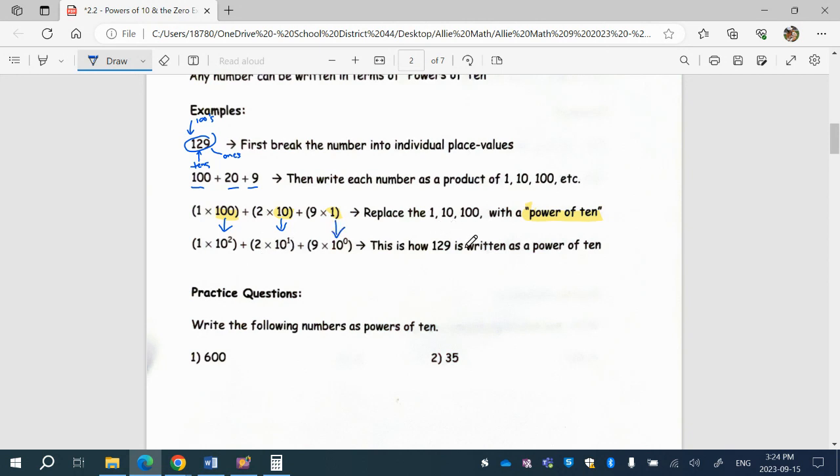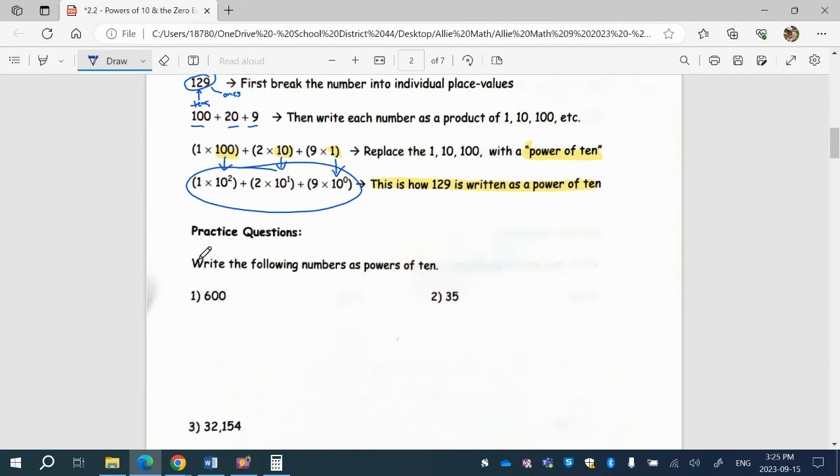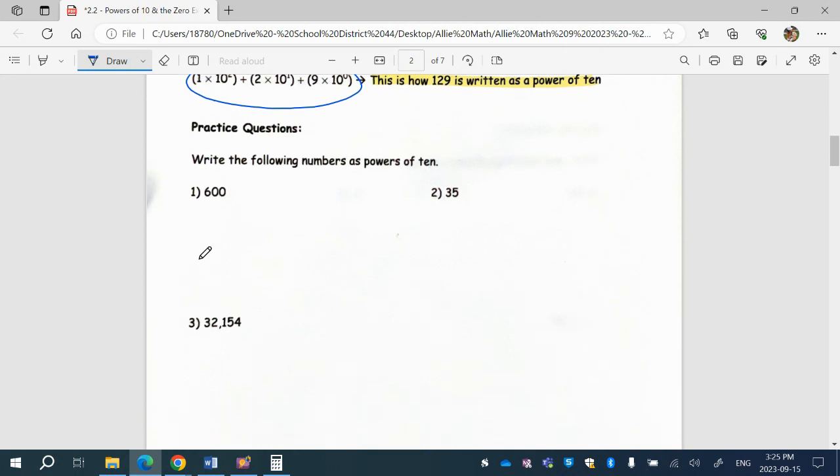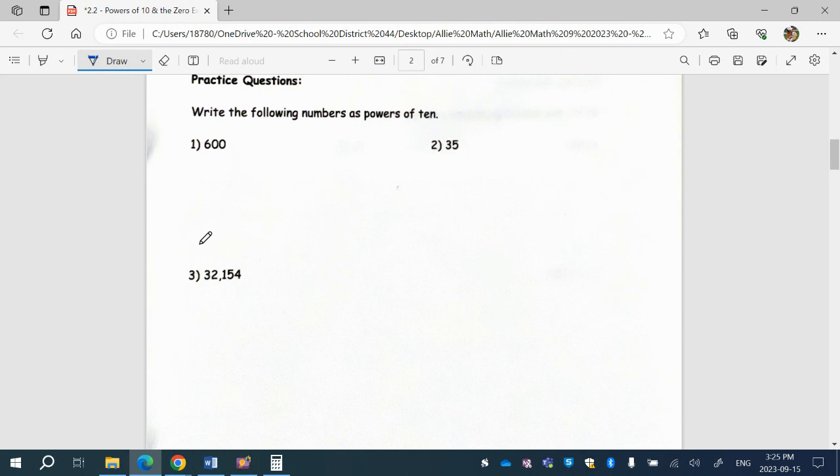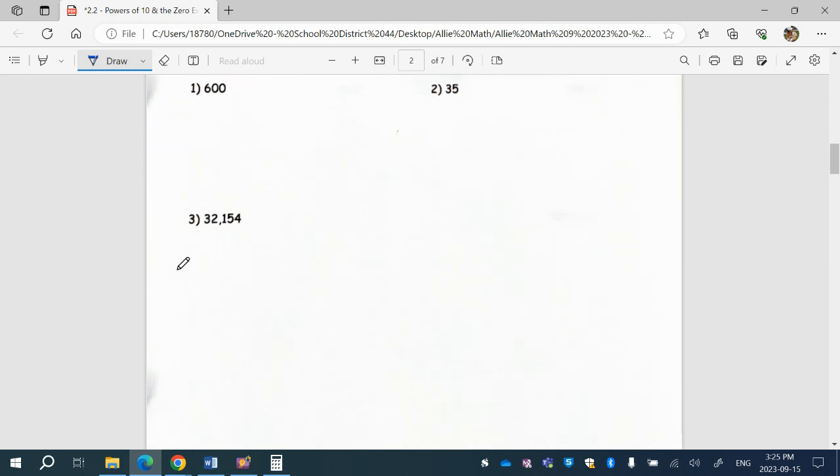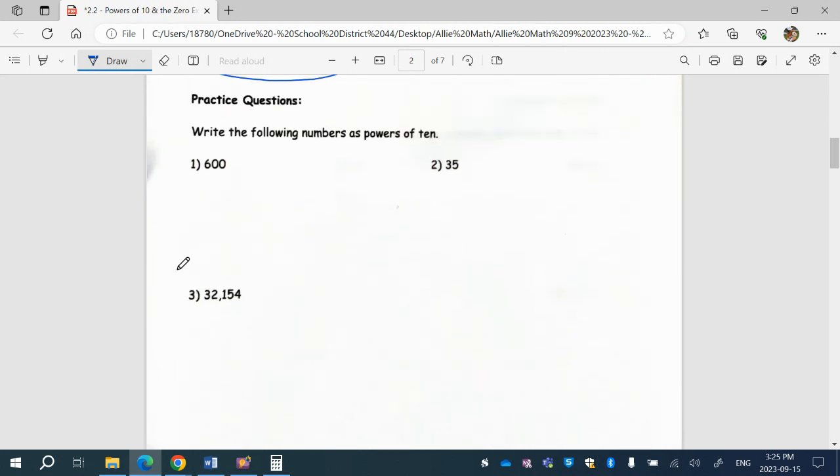So this is how 129 can be written as a power of 10. It's a lot longer. I mean, it's not as compact, but there you go. There you have it. So let's practice a few questions together. Maybe I'll do the first two, and then I'll let you folks try this one on your own, and then I can pause and come back to it.